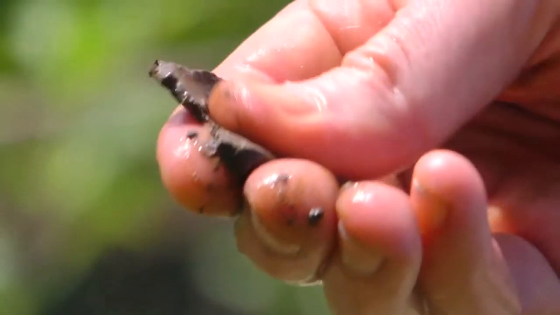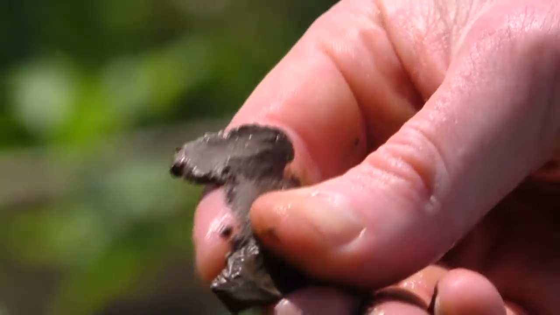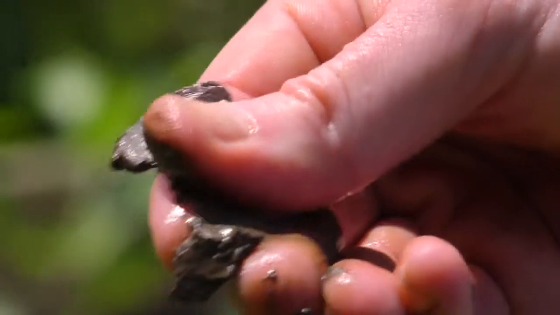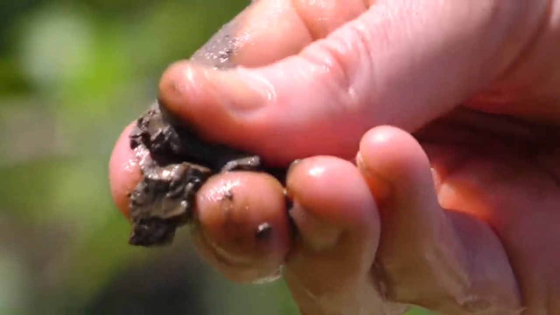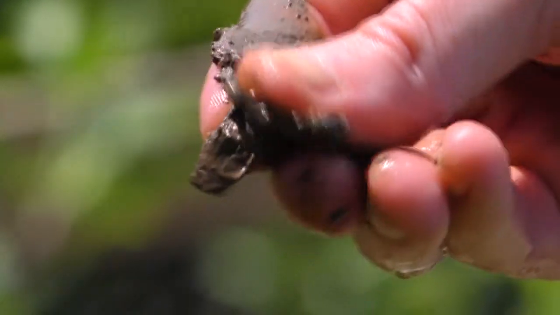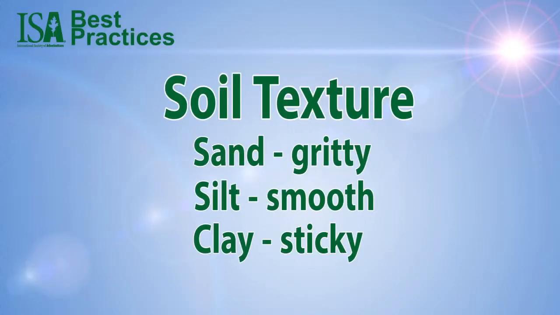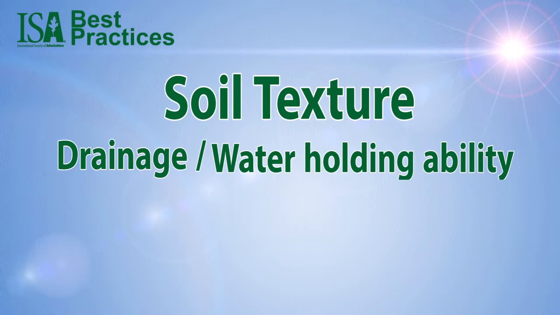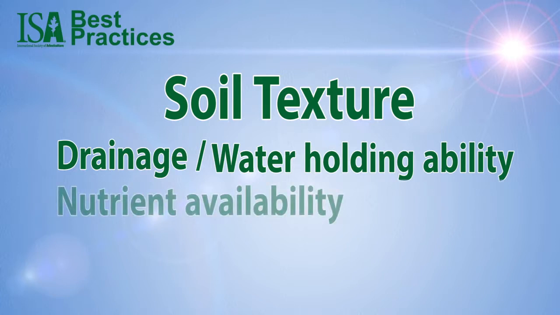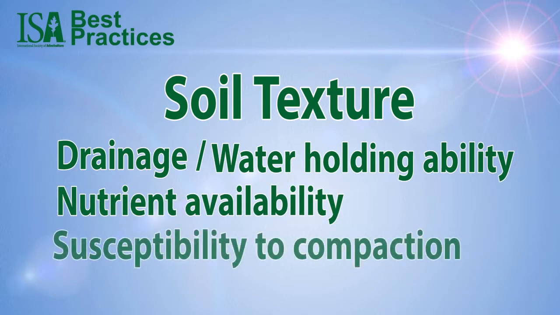Understanding soil texture can help in selecting suitable species for planting on individual sites and can help determine site limitations that may impact tree health. Soil texture is related to the size and composition of individual soil particles. It has an impact on drainage, water holding ability, nutrient availability, and susceptibility to compaction.